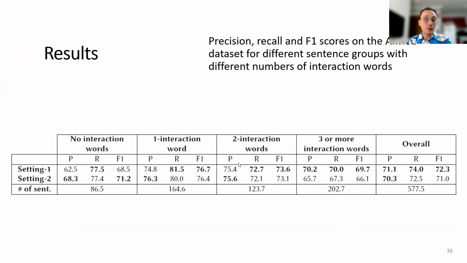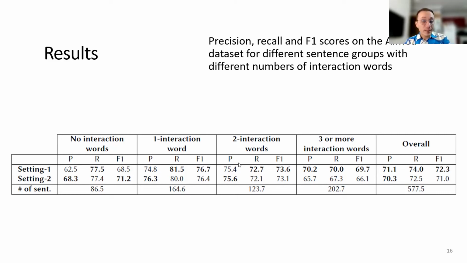So we made a further analysis for the AIMed dataset. And this time we grouped the sentences of the AIMed dataset according to the number of interaction word occurrences. The sentences mainly contain 3 or more interaction words. There are around 200 sentences in our dataset for this group. This explains why our overall precision score in AIMed is lower than expected.